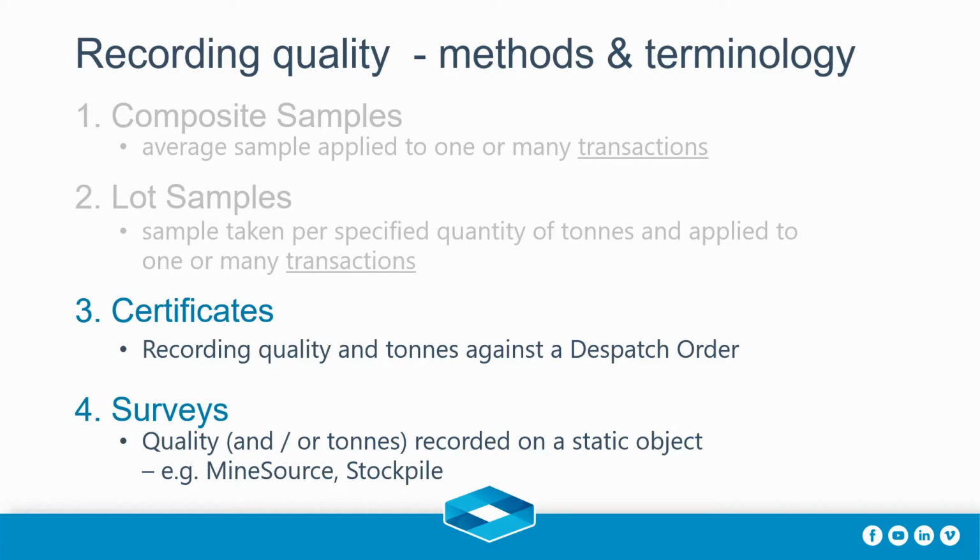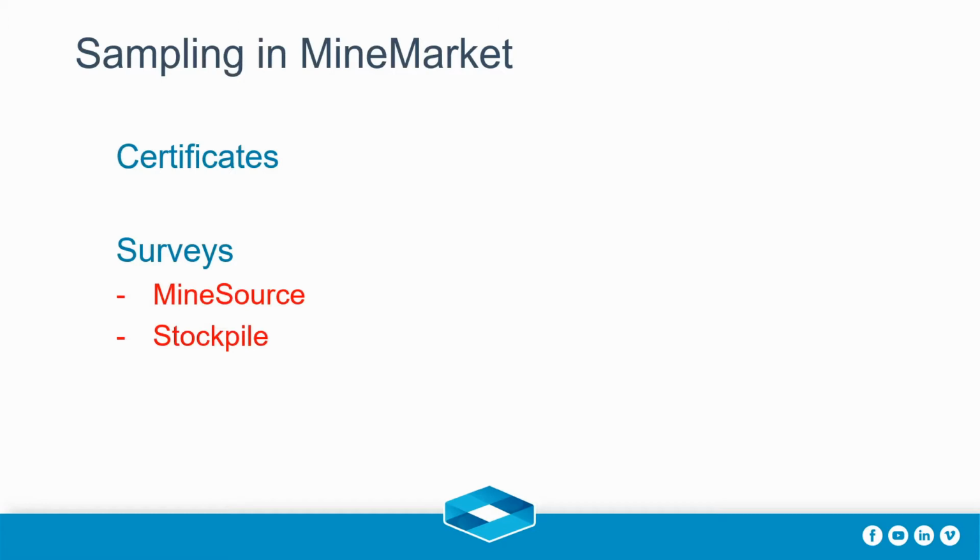So a certificate is where we record quality in tons against the dispatch order without actually doing the loading transactions. A survey is where we record quality and/or tons on a static object, for instance a mine source or a stockpile. So it's different compared to a sample, where there's a movement of the product based on a transaction. So today we're going to look at certificates and surveys. We'll do a survey on a mine source, and then I'll show you the differences when we do a survey on a stockpile.